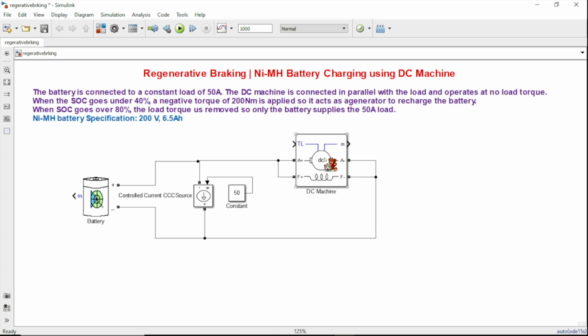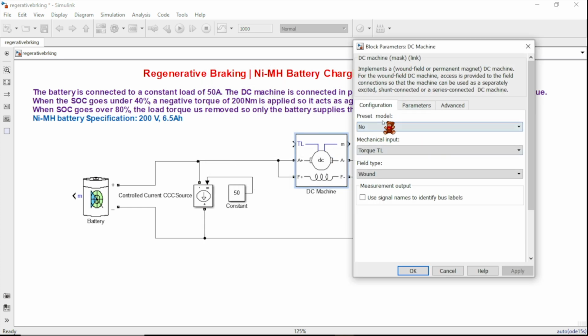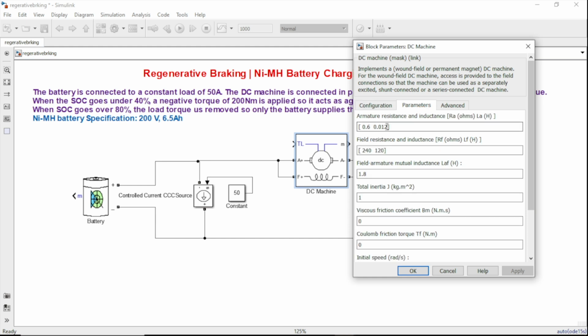Now double click on the DC machine, and here you can see I already took the preset value. The model is no, mechanical input torque, and the field type is wound motor. Now here I have to input the parameters. I already shared the parameters with you. For armature resistance I am taking 0.4832 and LA I am taking 0.006763.